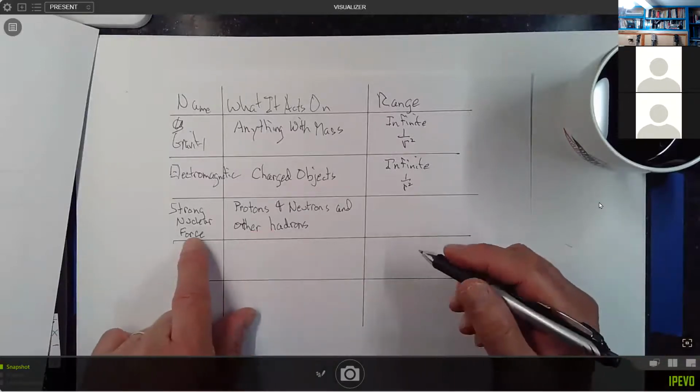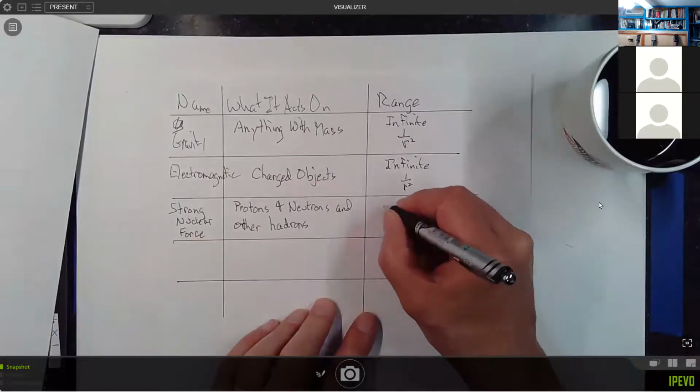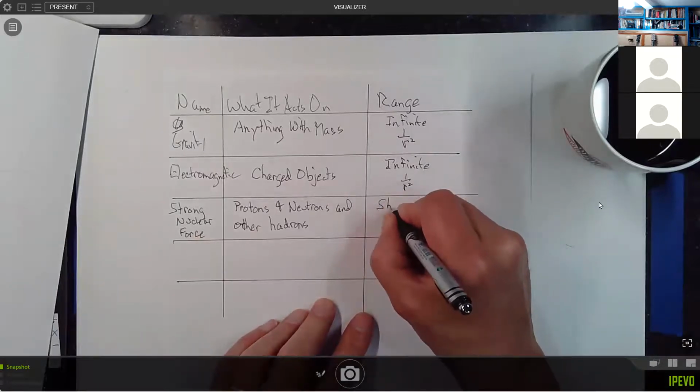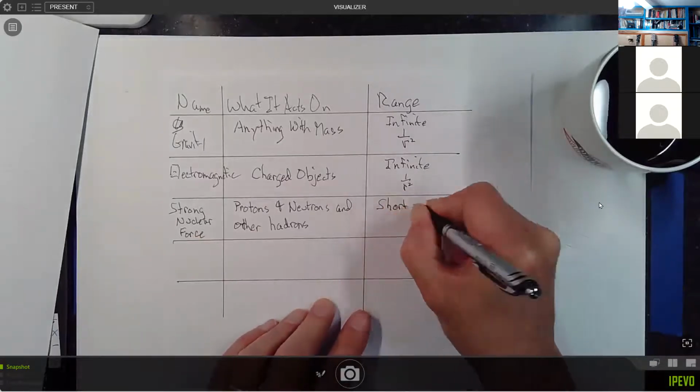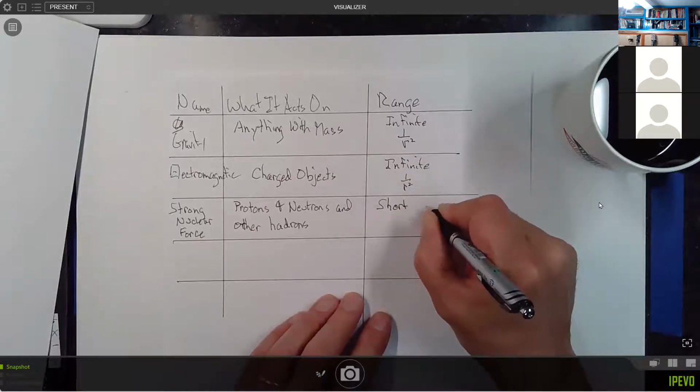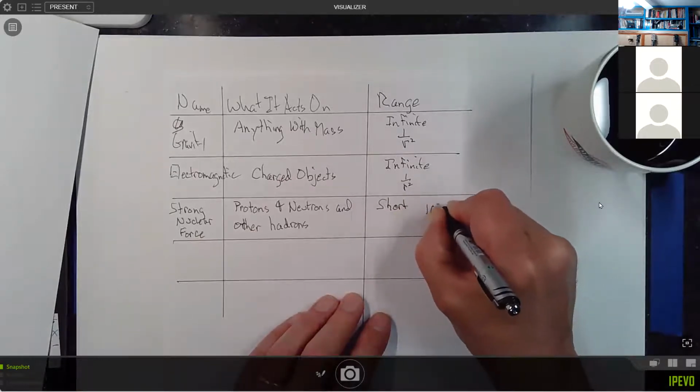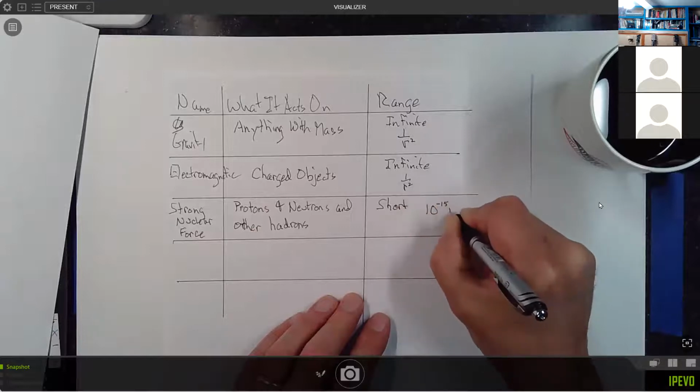Now, the thing about the strong nuclear force is that it's a short range force. Its range is about 10 to the minus 15th meters.